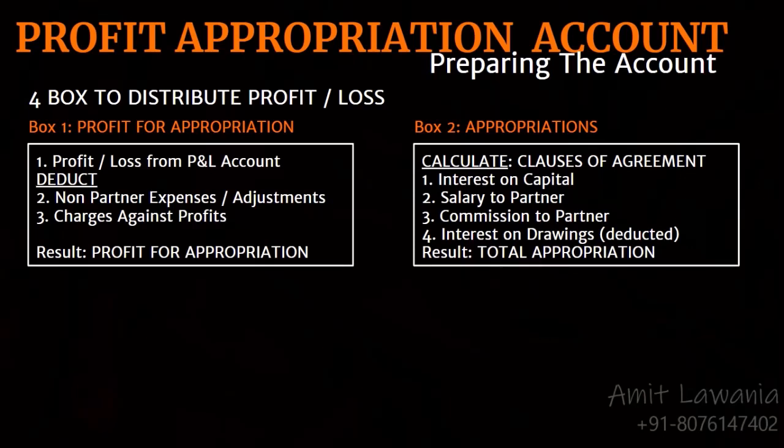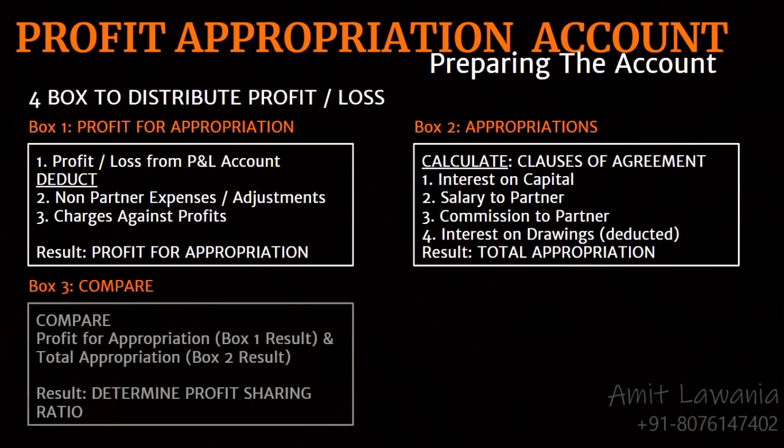Now, once we have results from box 1 and box 2, we go to box 3. This is where we compare the results of box 1, that is profit for appropriation, and box 2, that is total appropriations. This box helps us determine whether the profit sharing ratio given under the agreement will be followed or not. Are you confused? Just wait for the examples that I will show in a while, and this will be the easiest box you will find.